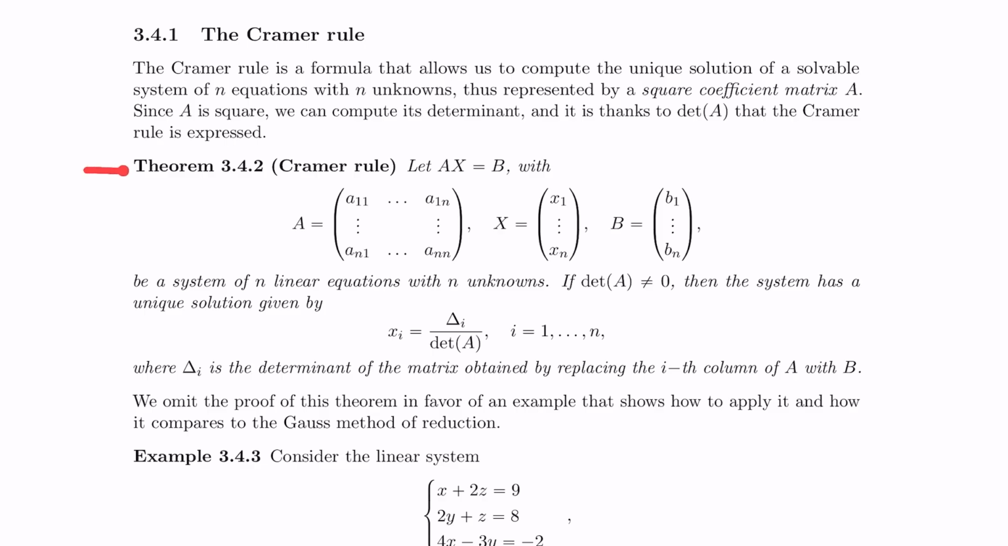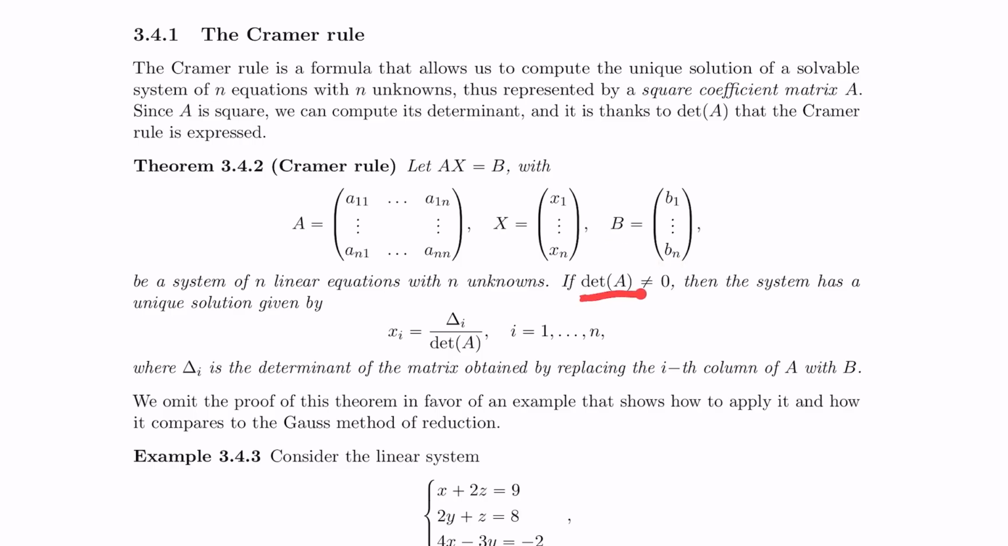The theorem related to the Cramer rule is this one. So, as we have said, we consider a system with n linear equations and n unknowns. In the matrix form, this system will be Ax equals B, where A is a square matrix, x has n entries, and the same for the vector B.